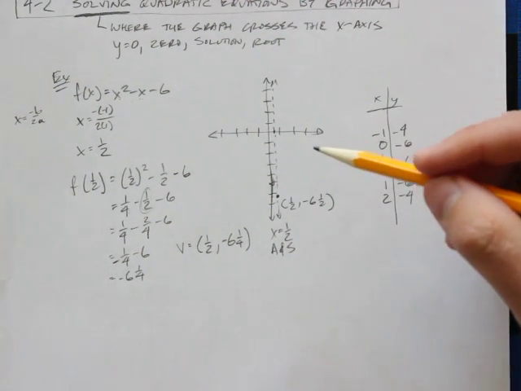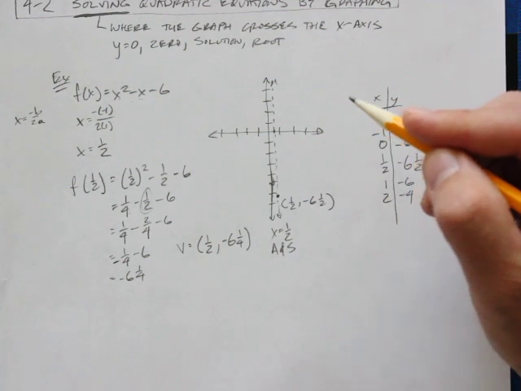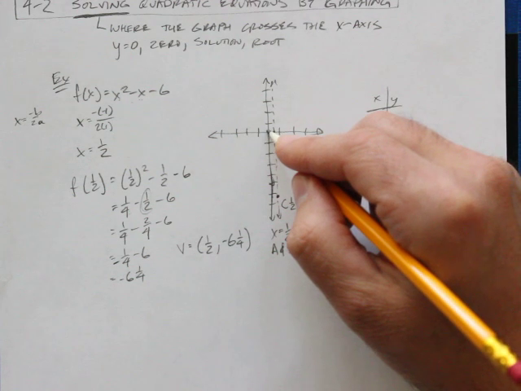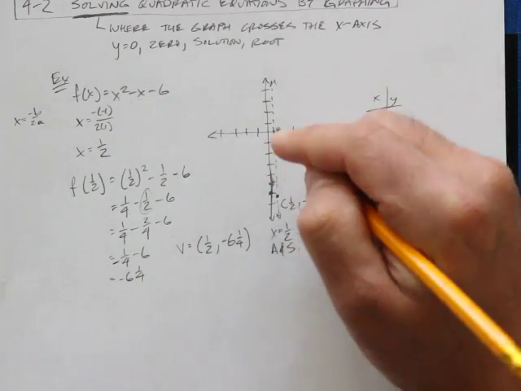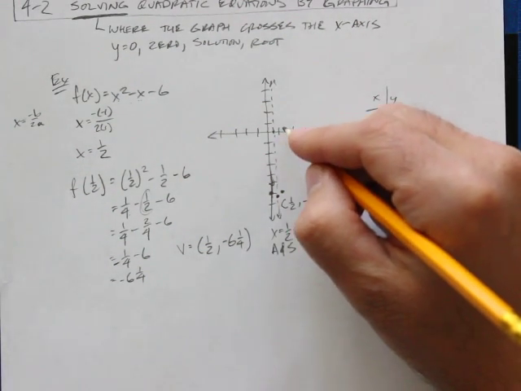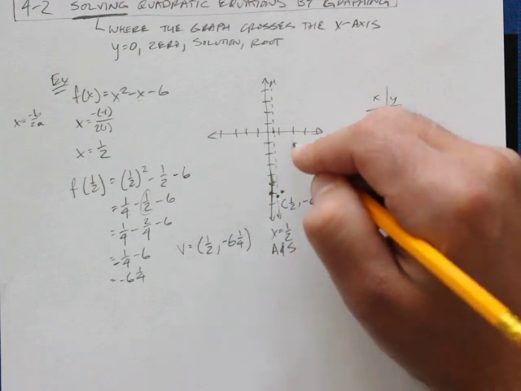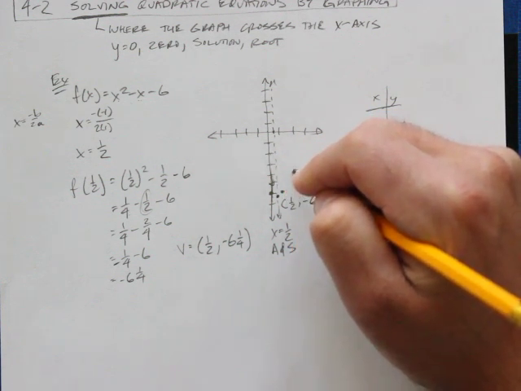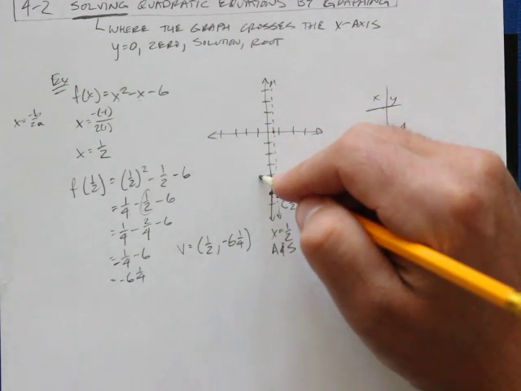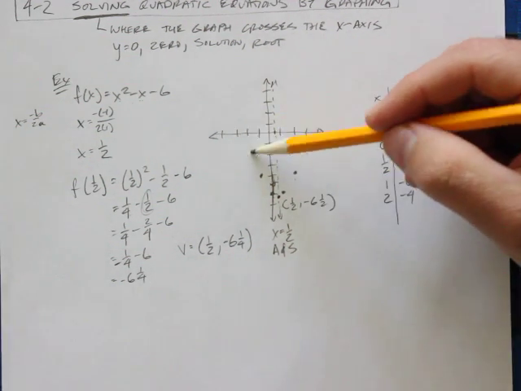All right, let's start plotting this guy. So 0, negative 6, and 1, negative 6. 0, negative 6 is right here. 1 and negative 6 would be right there. 2 and negative 4. 1, 2, 3, 4. There we go. And then we've got negative 1 and negative 4. That'll be right there. Okay, so my graph is going to look something like this.